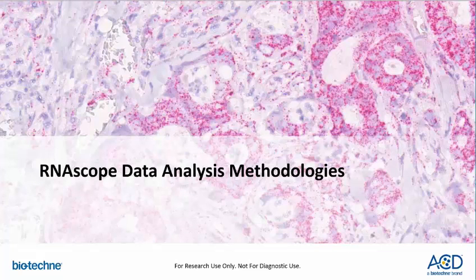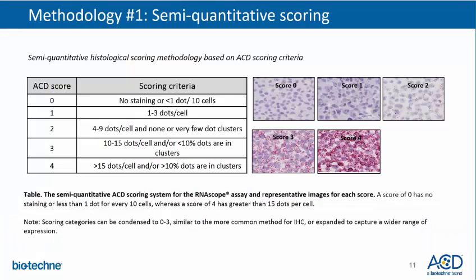Next, we will go over the 3 generic methodologies that can be used to analyze RNAscope results. The first method is a semi-quantitative histological scoring methodology based on ACD scoring criteria. The ACD score is based on the average number of dots per cell, and it can range from 0 to 4. An ACD score of 0 corresponds to no staining or an average of less than 1 dot per 10 cells. An ACD score of 4, for instance, corresponds to an average of more than 15 dots per cell with several clusters.